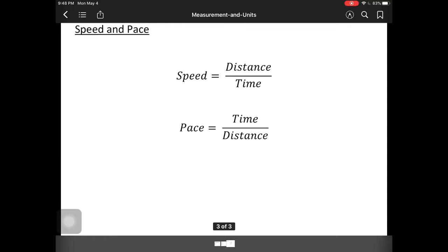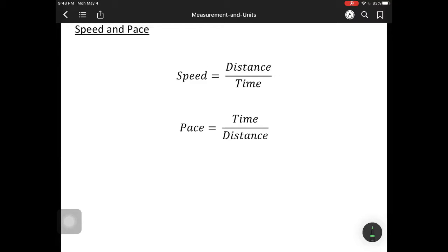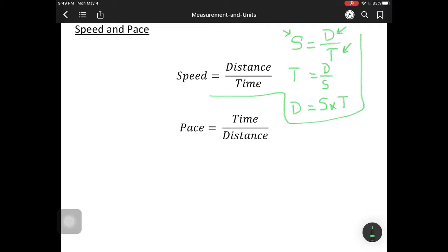One last thing you need to know is that speed is distance over time, and to be writing it in a faster way while solving exercises, you write S is d over t. So if they give you distance and time and they ask for speed, you have to use this one. If they give you speed and distance and they ask for time, time is distance divided by speed. And if they give you speed and time and they ask for distance, distance is speed multiplied by time.